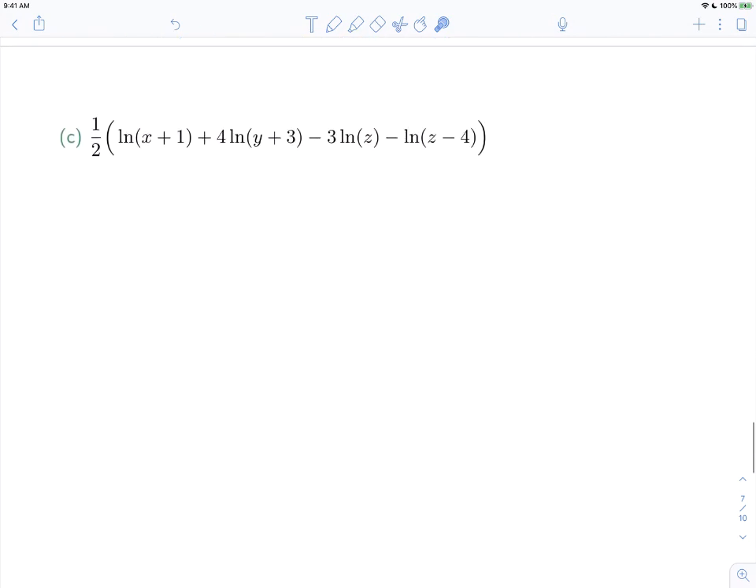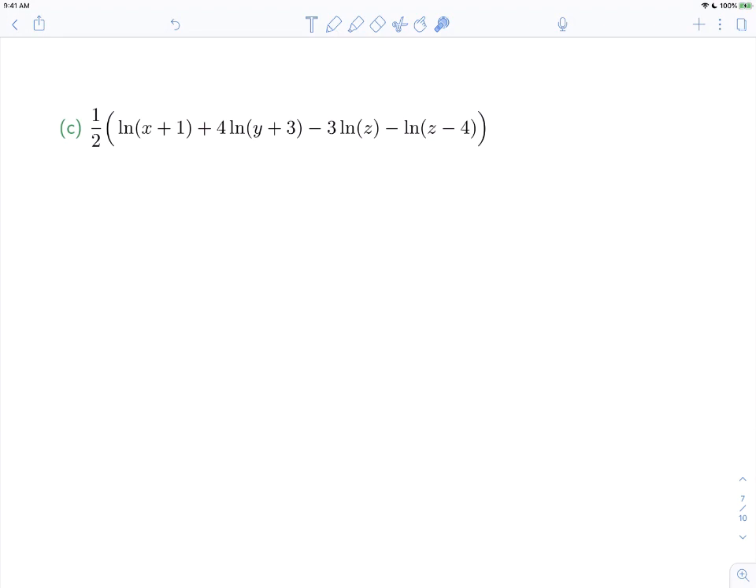Let's do another one, this time with the natural logarithm, but it's the same basic idea. So this is 1/2 times ln, I'm just going to leave this one alone, plus, but now I'm going to take this 4 and put it in the exponent right there. That's where it's going to go. And this 3 is going to go inside right there.